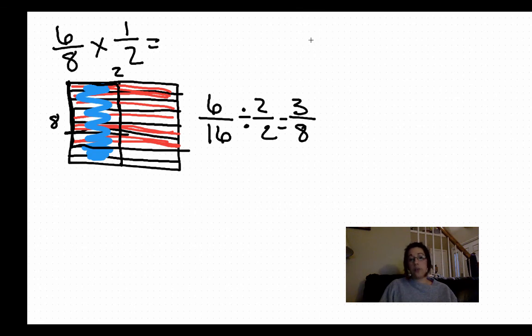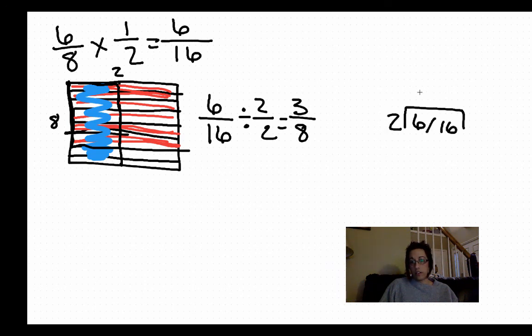Let's try our algorithm and see. 6 times 1 equals 6. 8 times 2 equals 16. Do some cake over here. So 6/16. 3 times 2 is 6. 8 times 2 is 16. We still get 3/8.